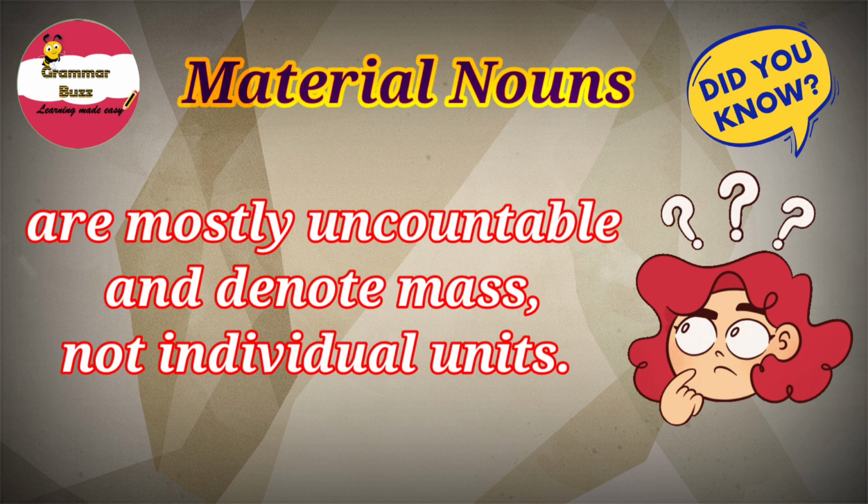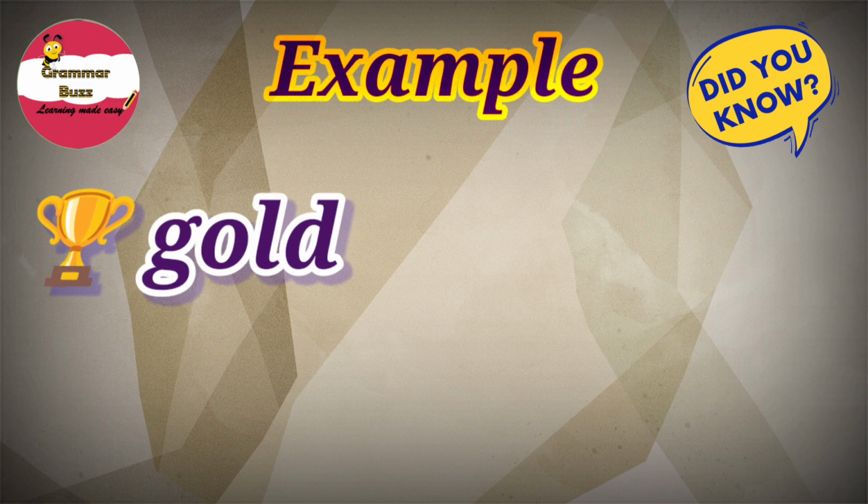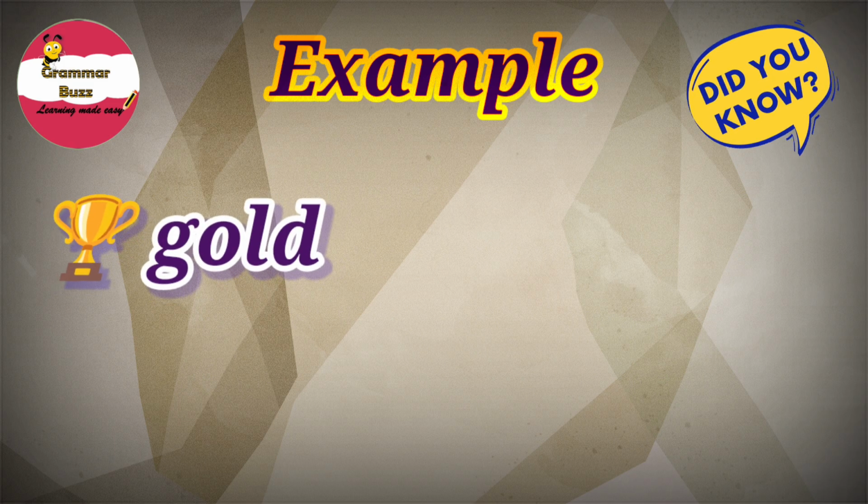Material nouns are mostly uncountable and denote mass and not individual units. A material noun is the name of a material or substance that things are made of. These are things we cannot count, but we can measure or use. Some examples of material nouns are gold. Gold is a shiny yellow metal. It is used to make jewelry like ring, bangles and necklace, so it is a material noun.